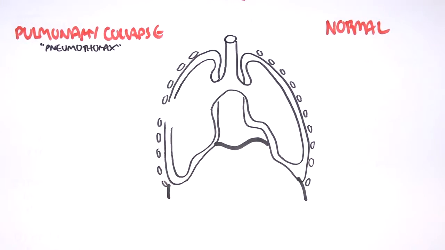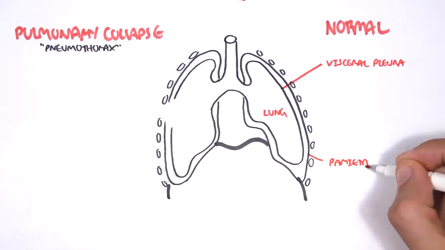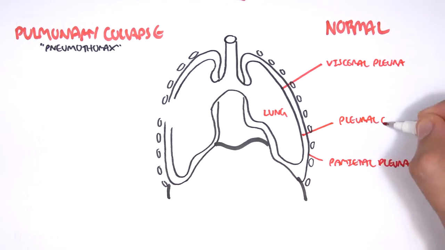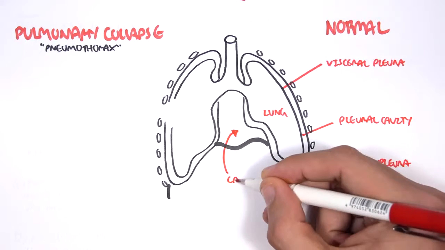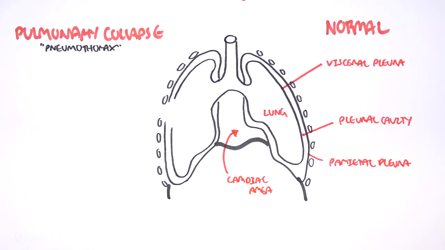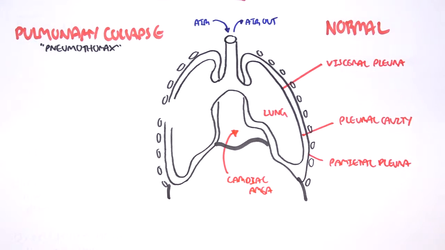So normally here is our lung. Surrounding our lung is the visceral pleura, then our parietal pleura. In between the visceral and parietal pleura, we have the pleural cavity, which helps lubricate the layers and keep them stuck together. And here is the cardiac area where the heart sits. Remember, air moves in and out as we inhale and exhale.